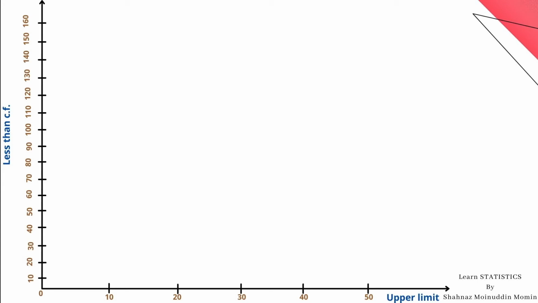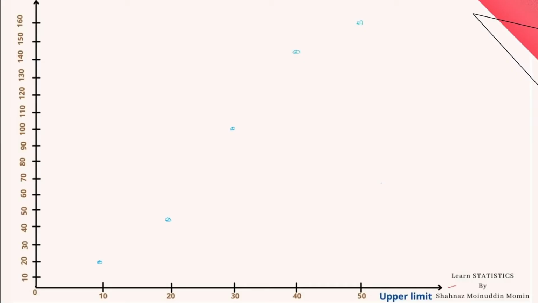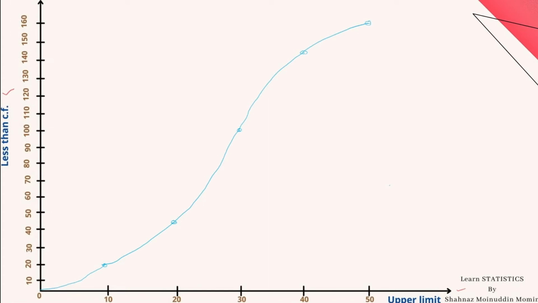Hence, to plot a less than cumulative frequency curve, plot upper limit on the x-axis and less than cumulative frequency on the y-axis. After this, plot all the points corresponding to upper limit and less than cumulative frequency. We get a less than cumulative frequency curve. After plotting the points, join them with a smooth curve which looks like the alphabet capital S. This is the less than cumulative frequency curve.